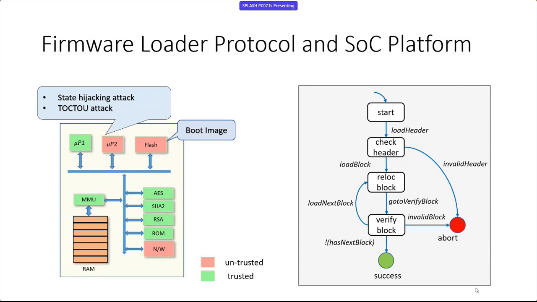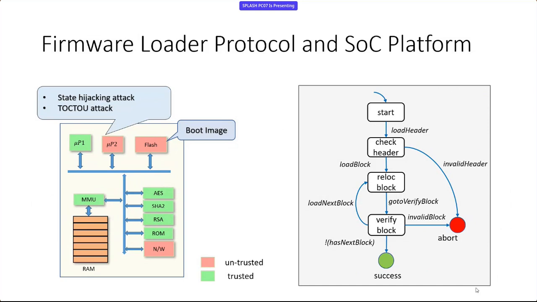What I'm assuming here is that the firmware loader is running on one core, and there is an adversary that is trying to defeat the loading process, and it may launch different types of attacks in parallel. There is a boot image which you're supposed to load, and that is usually modeled as a finite state machine like this.